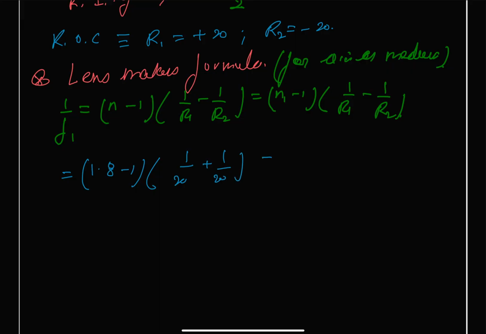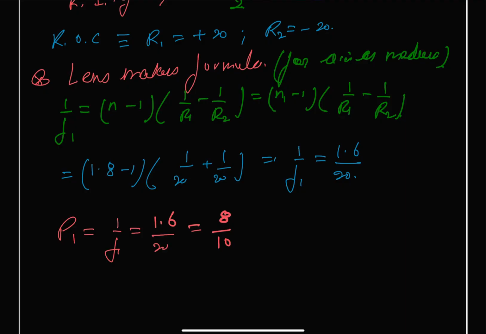So we get 1 upon F1 is equal to 1.6 upon 20. So the power P1, which is equal to 1 upon F1, will be 1.6 divided by 20, and this can be written as 8 upon 100, or 0.08 diopter.